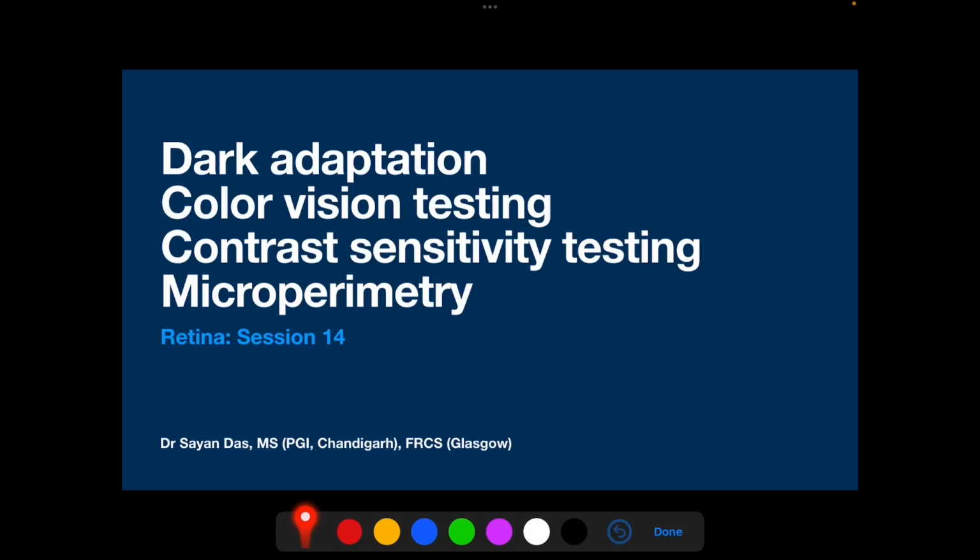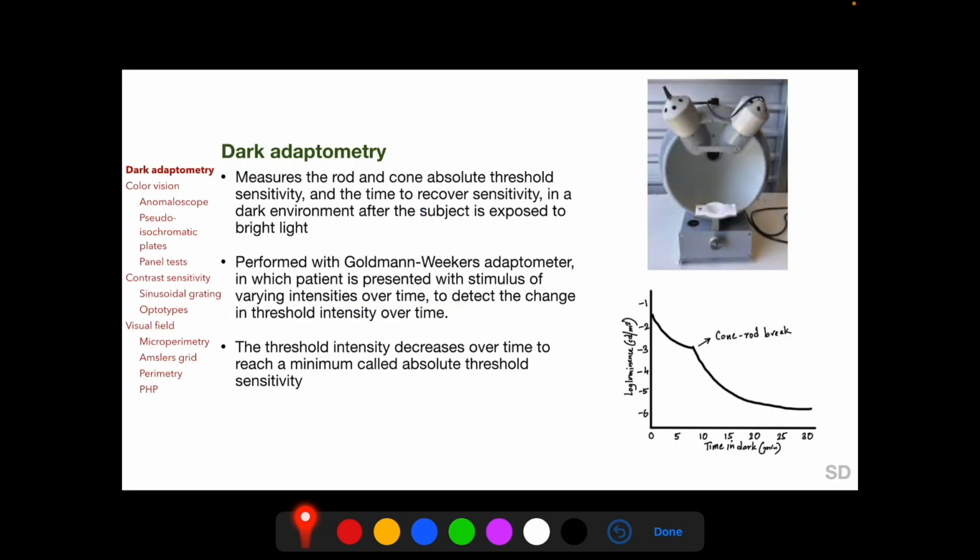Welcome. In the previous sessions, we discussed the more common diagnostic methods for patients with retinal disorders, and in this session, we'll be discussing the less common but nevertheless important diagnostic methods. We have discussed the underlying physiological functions of the retina, which these tests assess, in the session on physiology of neurosensory retina.